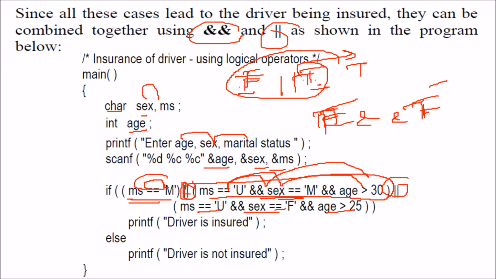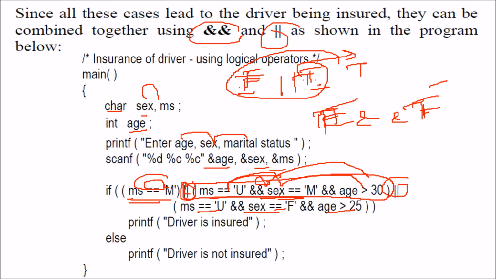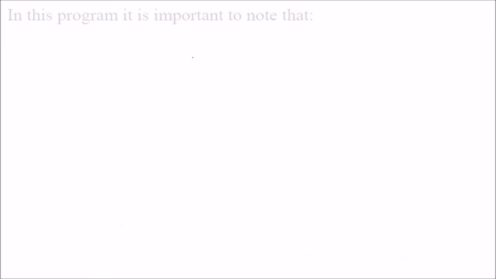So we have three conditions, we have the three cases. All these cases we have just put in one line. This one, this one, this one. And if these conditions are met, we say the driver is insured, otherwise uninsured. That is how we use the AND and OR operator.